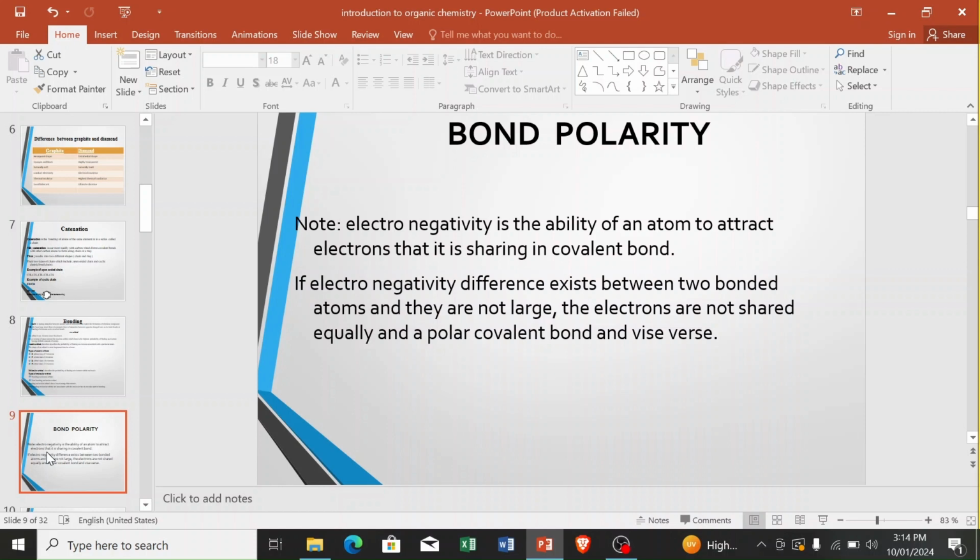If an electronegativity difference exists between the two bonded atoms and it is not large, the electrons are not shared equally, and we have a polar covalent bond, and vice versa. So we find that bond polarity is affected by electronegativity. When electronegativity is strong in one atom, it attracts all the electrons it has shared in a covalent bond, and takes them to itself.